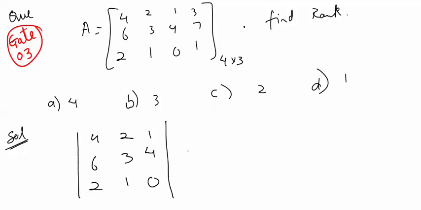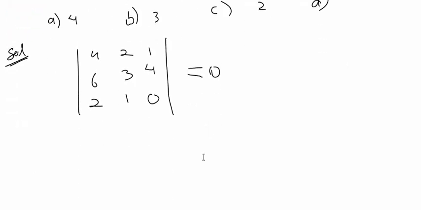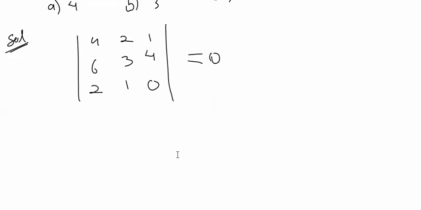I need not go ahead, but if I solve this and it comes out to be 0, then I have to check whether I can form another 3 cross 3 determinant or not. So the moment I get a 3 cross 3 not equal to 0, that's my rank. Otherwise I will have to move to a smaller determinant.